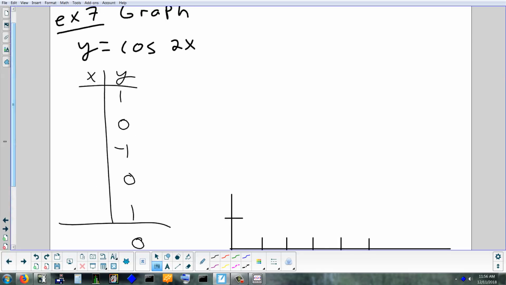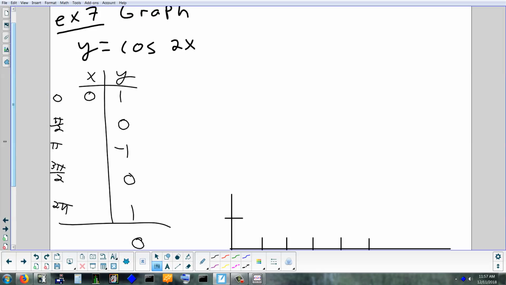Okay, and now my x's. 0, pi over 2, pi, 3 pi over 2, 2 pi. Kaylee, what am I dividing all my x's by here? By 2. I'm dividing them by 2, which is the same as what? Multiplying it by 1/2. Yeah, we're going to take half of all of them. So let's start with 0. What's half of 0? 0. What's half of pi over 2?